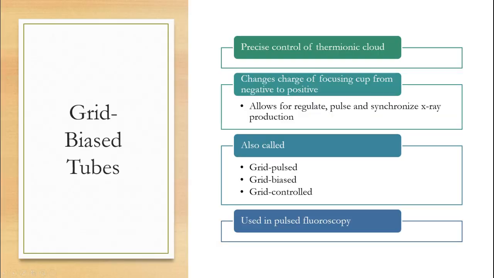All right, so grid bias tubes. The positive of it is precise control of the thermionic cloud. It changes the charge of the focusing cup from negative to positive. So it allows you to regulate, pulse, and synchronize X-ray production. So it's a real quick on-off. It's also called grid pulse, grid bias, or grid controlled, and we use this in pulse fluoroscopy.